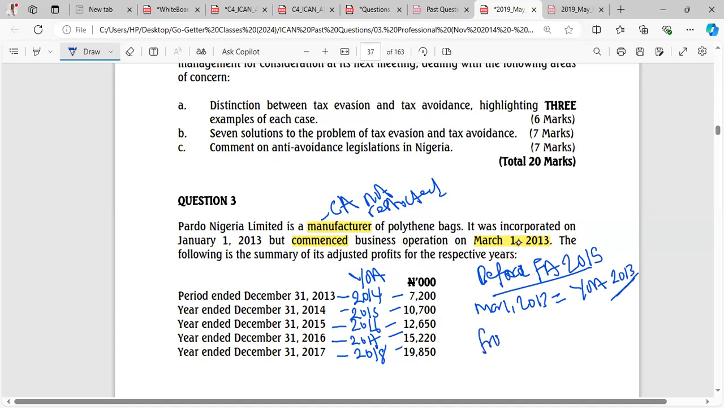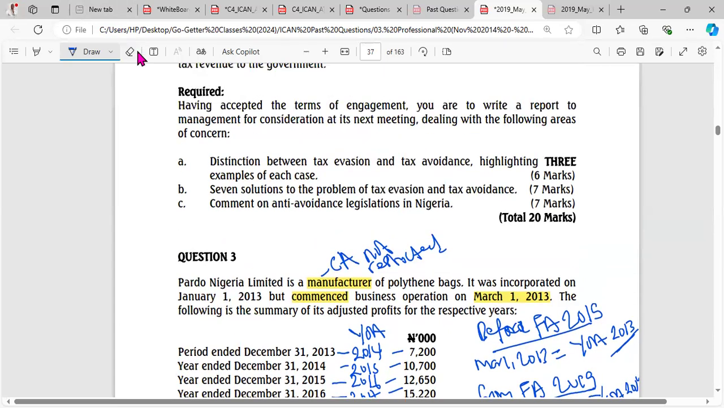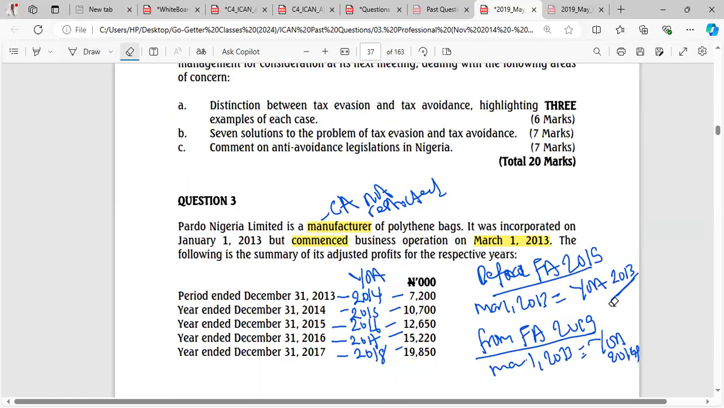But from Finance Act 2019, this March 1st, 2013, we assume that it is Finance Act compliant and it will be year of assessment 2014. So 2014. Based on this assumption, the solution you are going to be seeing here will be slightly different from what you have in your pack, in your Pathfinder, because we are assuming that we are using Finance Act.